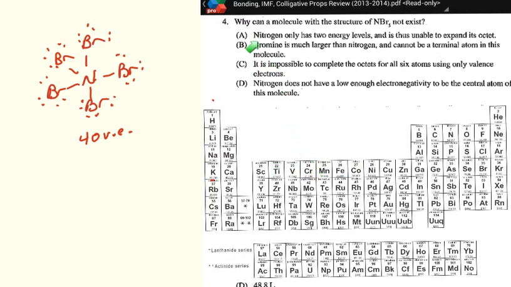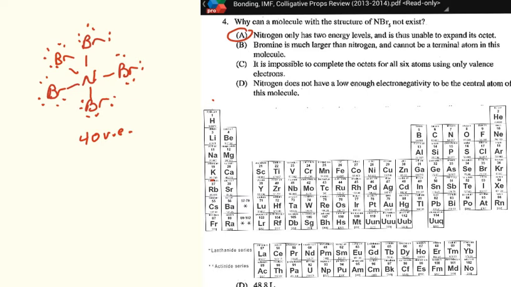Let's see what the choices are. Nitrogen only has 2 energy levels and is thus unable to expand its octet. I kind of like this part, only has 2 energy levels. I think they're talking about the first energy level and the second energy level. So I think A looks pretty darn good. So we're going to circle it and just see what the others look like.